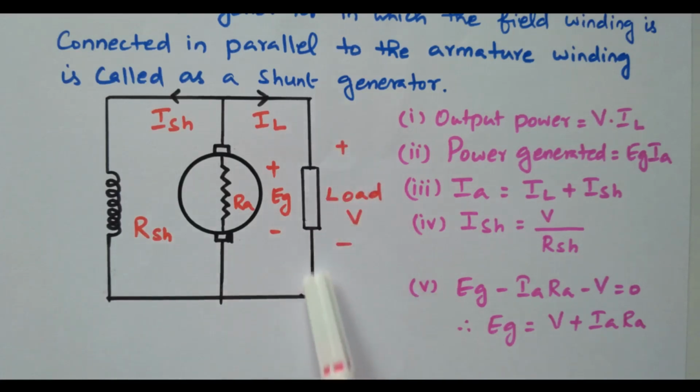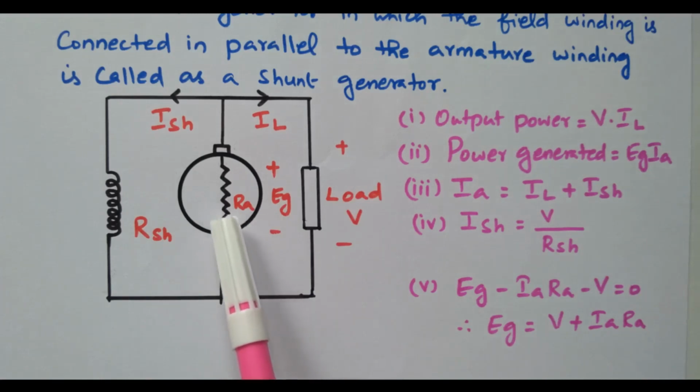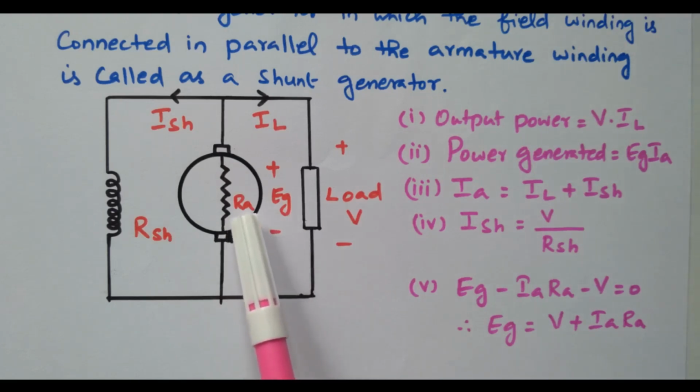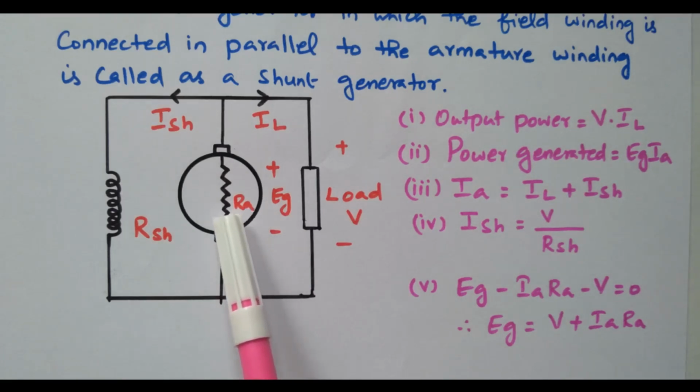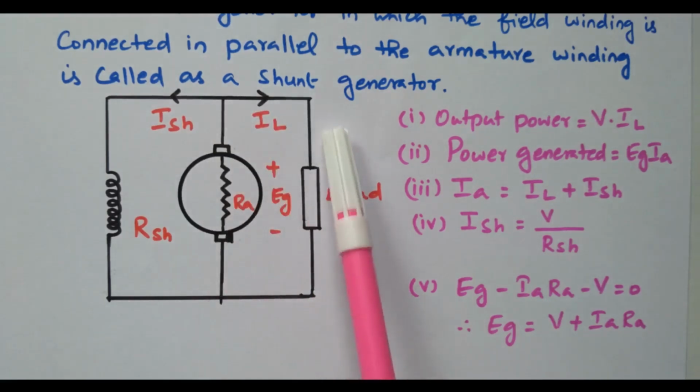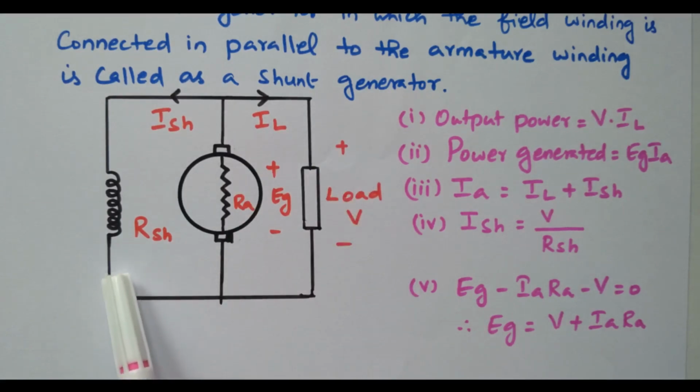Now this is the load end. Armature as well as field are connected in parallel, so it is called a shunt generator. Now the EMF, Eg, will be generated inside the armature. This RA is the armature resistance. So of the EMF generated, some will be dropped across this armature resistor. The balance goes to the load terminal voltage, and some voltage will also drop across this shunt field winding, right?